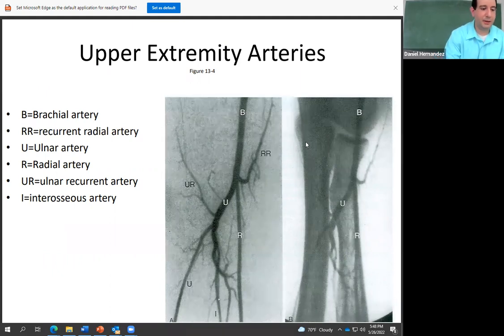So this is showing an angiogram with contrast, showing the brachial artery coming down and then bifurcating and splitting into the ulnar and radial arteries. And then we can see the interosseous artery branching from that ulnar artery. So the ulnar artery continues down, and then the interosseous artery is kind of in between here.